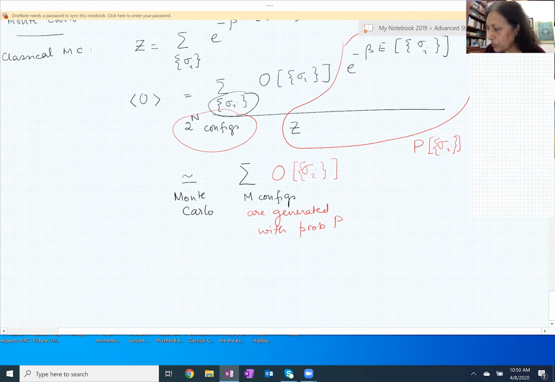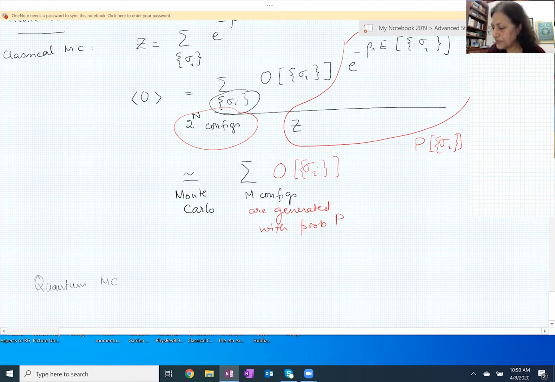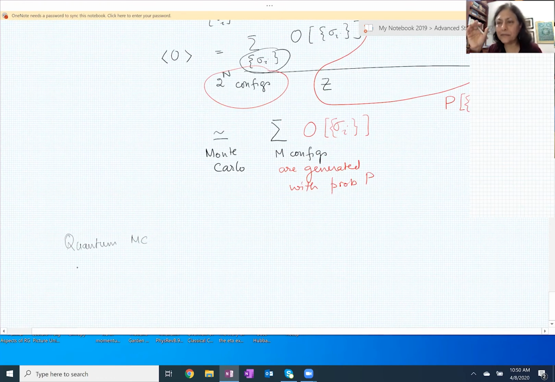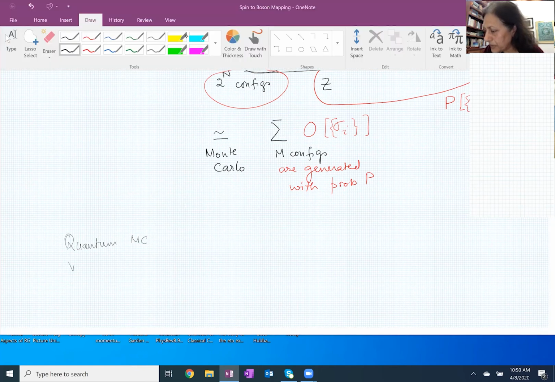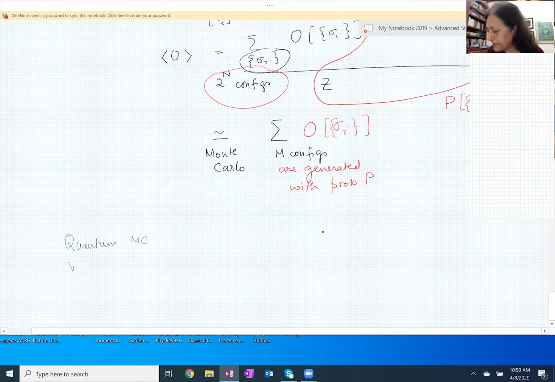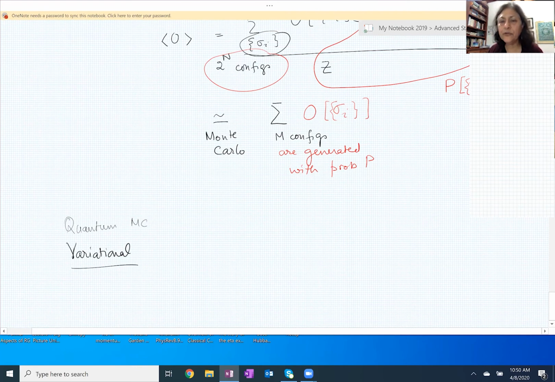Now, let's come to the quantum problem. Quantum Monte Carlo is a word that identifies many different kinds of Monte Carlo. This particular one I'm talking about right now is what I would call variational Monte Carlo, and by that I mean you have proposed some wave function. So let's say some kind of singlet wave function you have proposed. So that's your psi, which depends on R.